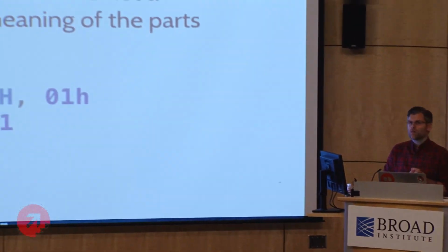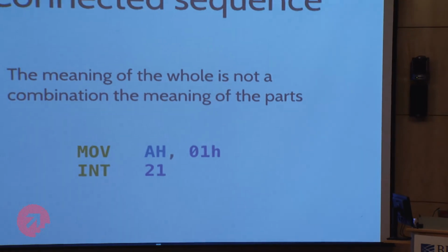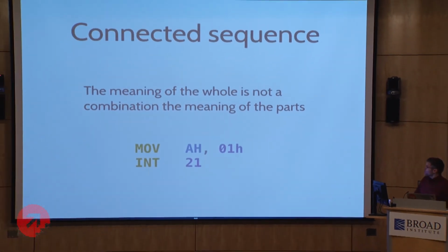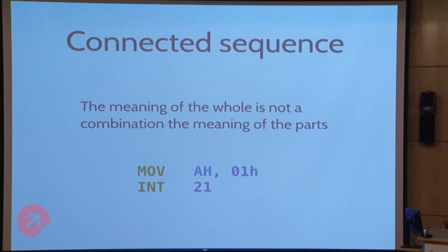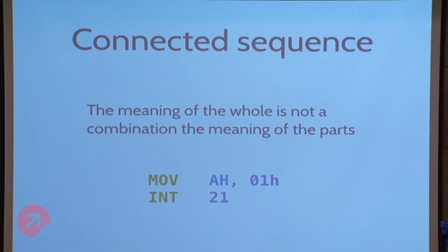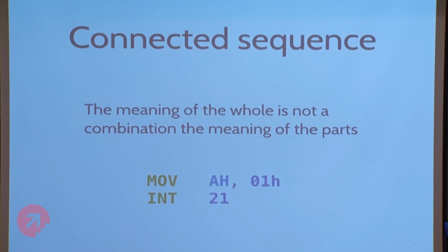Okay. So the first of these is whenever we have a connected sequence, we lose composition. Connected sequence is where the meaning of the whole program is not a composition of the meaning of the parts. So for example here, this is an assembly language program where I am moving the number 1 into the accumulation register, and then I'm calling the DOS interrupt.